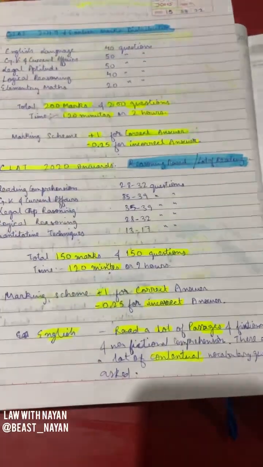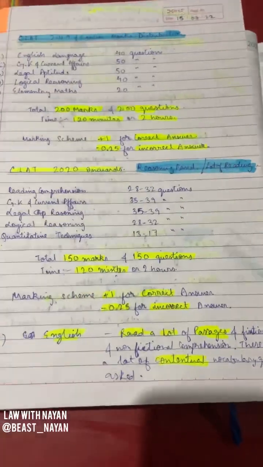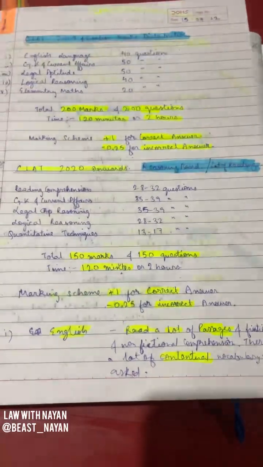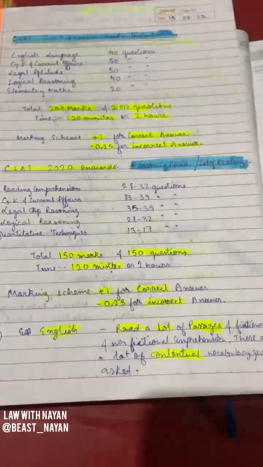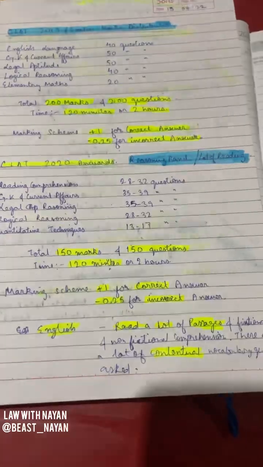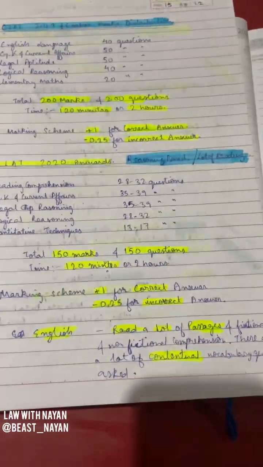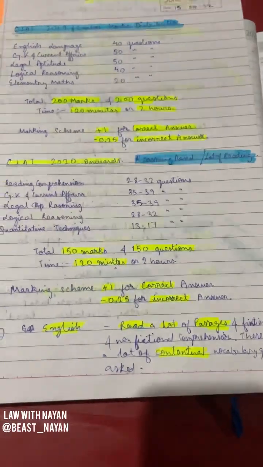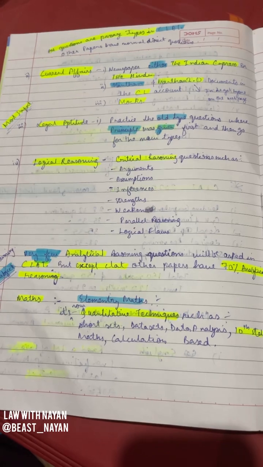There are a lot of contextual vocabulary questions asked in this section, so you'll need to work on your vocabulary a lot. I would suggest you read lots of passages and develop a habit of reading. You may read books, novels, or the newspaper, but whatever you do, you have to create that habit of reading.